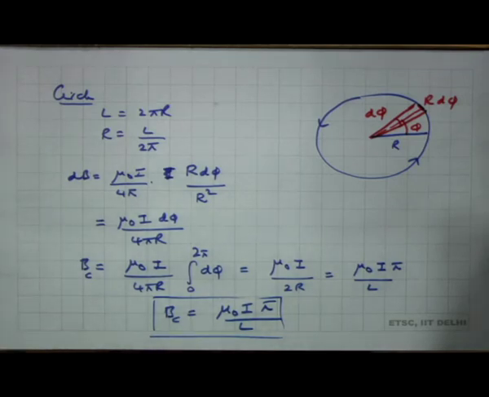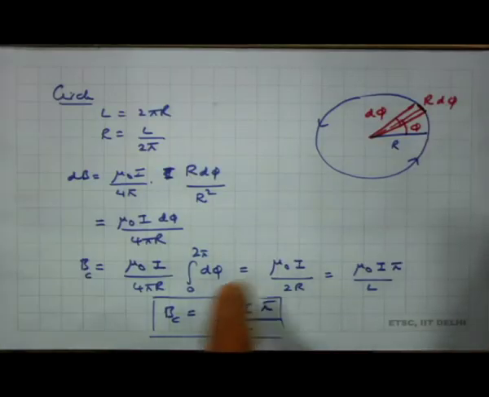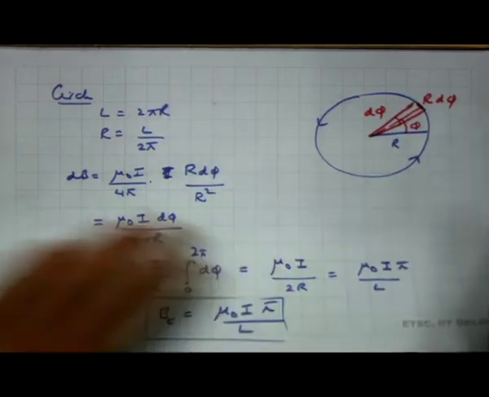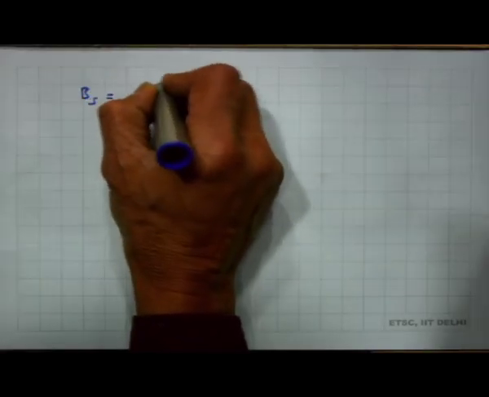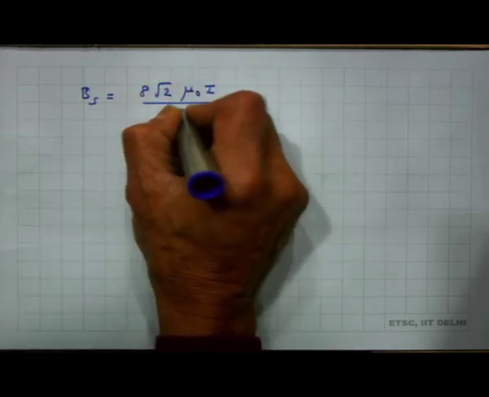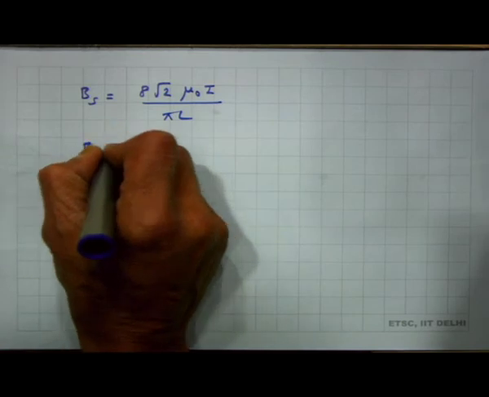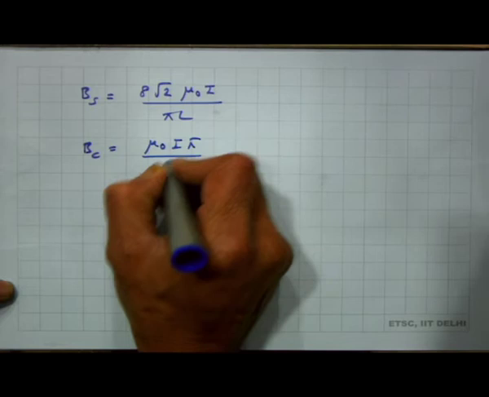So, I have taken the same length of wire, one wire put in the form of a square of length L, and the same wire bent into a circle, and I find these two magnetic fields. So, let me write these two fields here. So, for the square B s was equal to 8 square root of 2 mu naught I by pi L, and B for the circle of the same length is mu naught I pi by L.